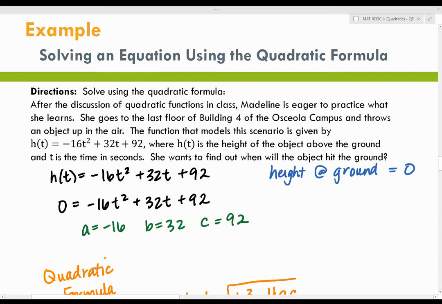All right, you guys, let's continue our talk about solving quadratic equations using the quadratic formula. And let's start to talk about some application problems. So let's look at this first one. The directions say solve using the quadratic formula.